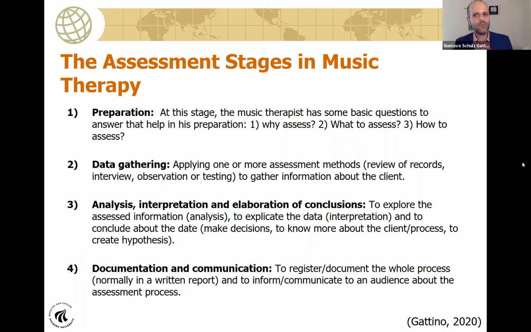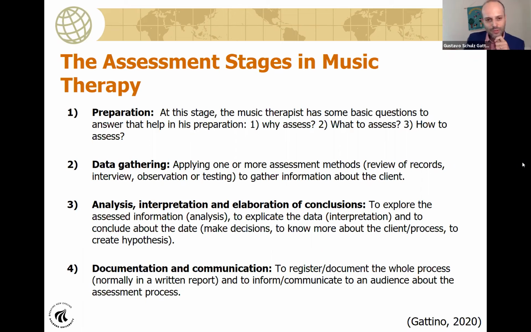And also in the preparation, I need to be aware that I will need to select one or more different assessment methods. So for instance, I can use reviewing, but I can also use testing at the same time, because I can combine both of them. So this is the moment for planning exactly the different things that the therapist will do.